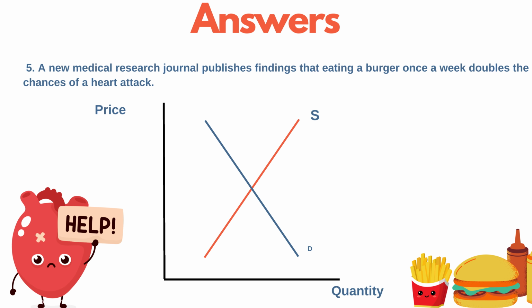Number 5. A new medical research journal publishes findings that eating a burger once a week doubles the chances of a heart attack. This type of scenario will result in a change in tastes and preferences for consumers, which is a shifter of demand. After this news, consumers will associate hamburgers with heart attacks, resulting in a decrease in demand.